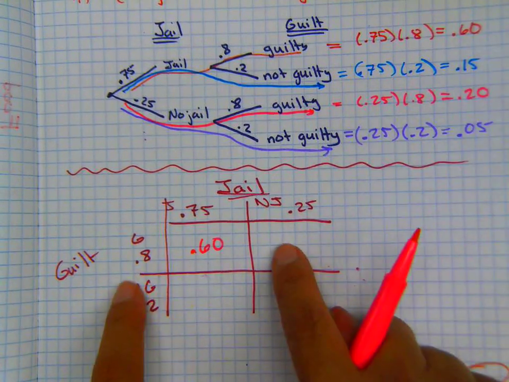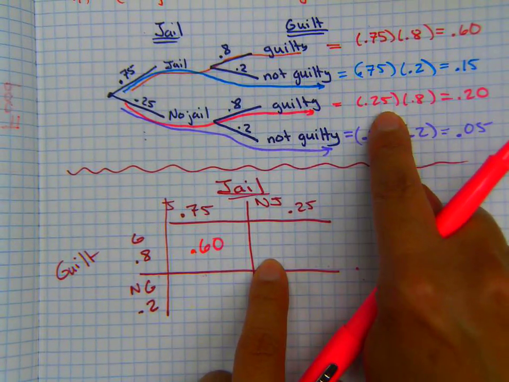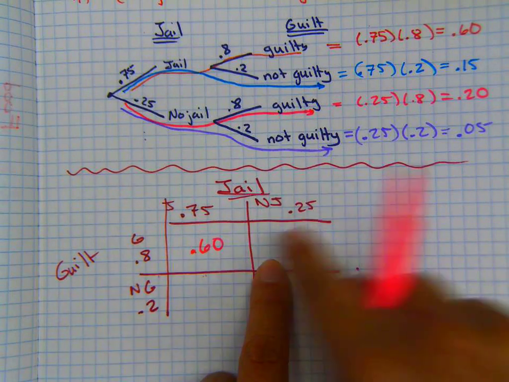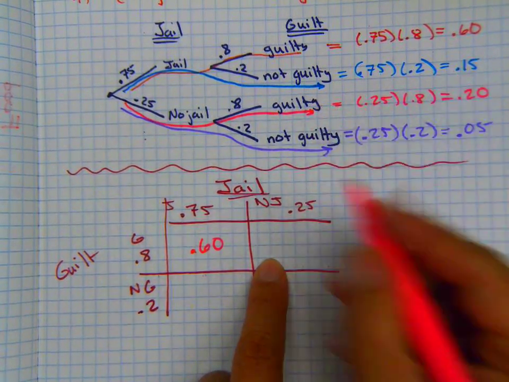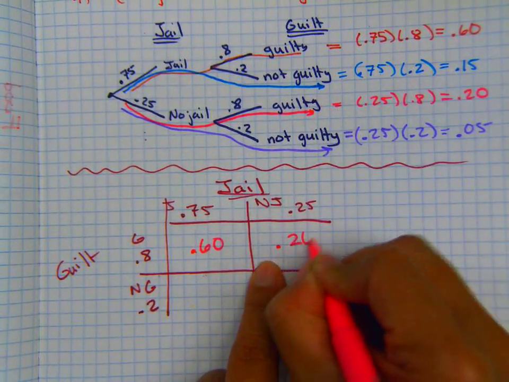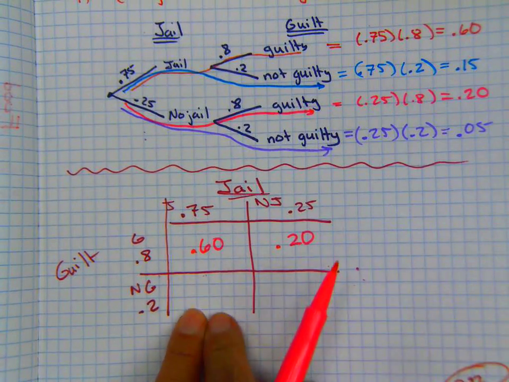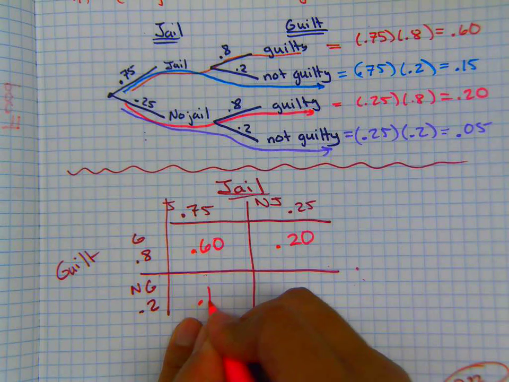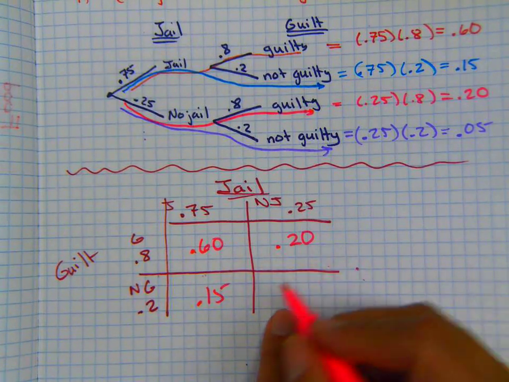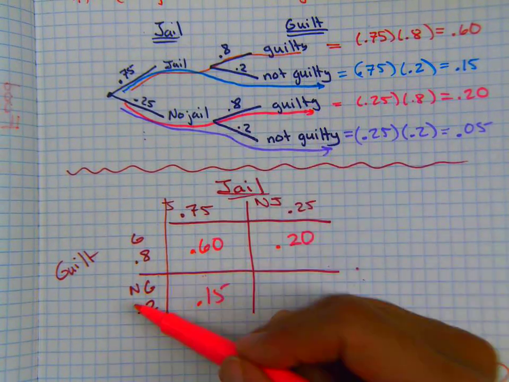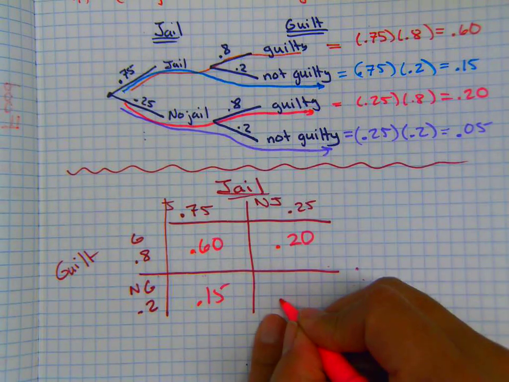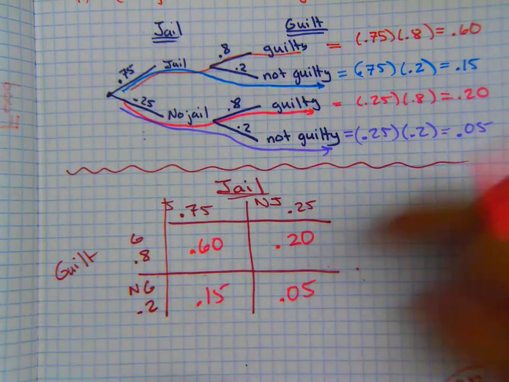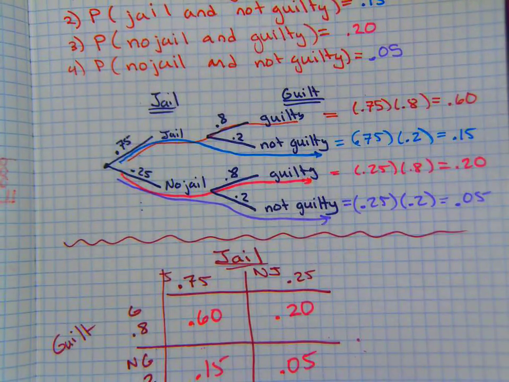All right, this box would have been the 0.25 times the 0.8, right? No jail and guilty. So that would have been 0.20. Not guilty and jail would have been this branch. And then finally, the last branch would have been no jail and no guilt, 0.05. So you can see we get the same numbers. It's just another style of doing the mathematics.